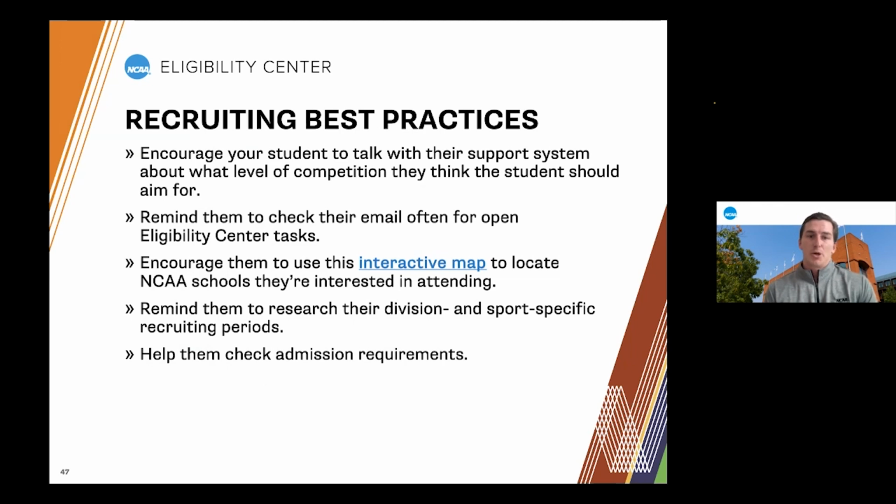Recruiting best practices. Encourage your students to talk with their support system about what level of competition they think the student should aim for. Remind them to check their email often for open Eligibility Center tasks. Encourage them to use the interactive map to locate NCAA schools that they're interested in attending. Remind them to research their division and sport-specific recruiting periods, which we just talked about. And then also check the admissions requirements. Again, we are two separate entities from that university. They must be eligible by us, and they also must get into that school that they want to go to or that is recruiting them. So check admission requirements.